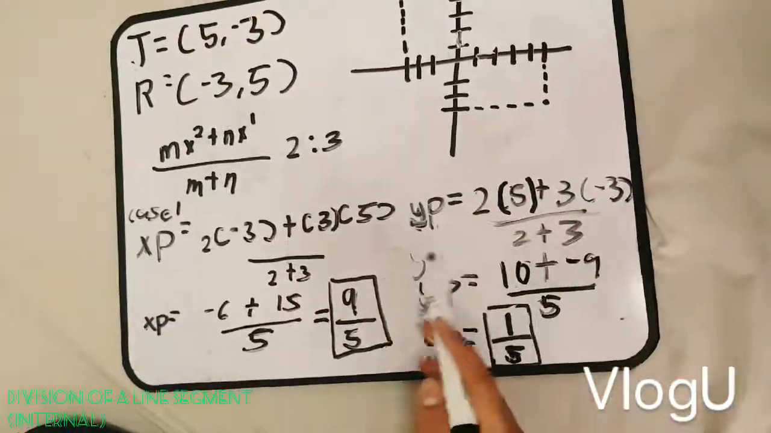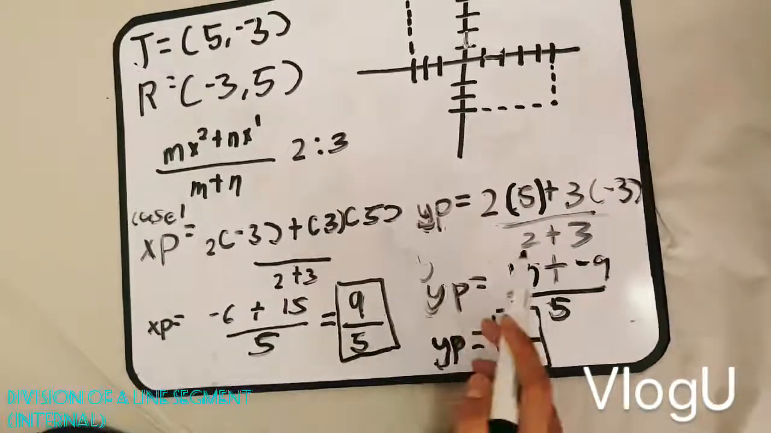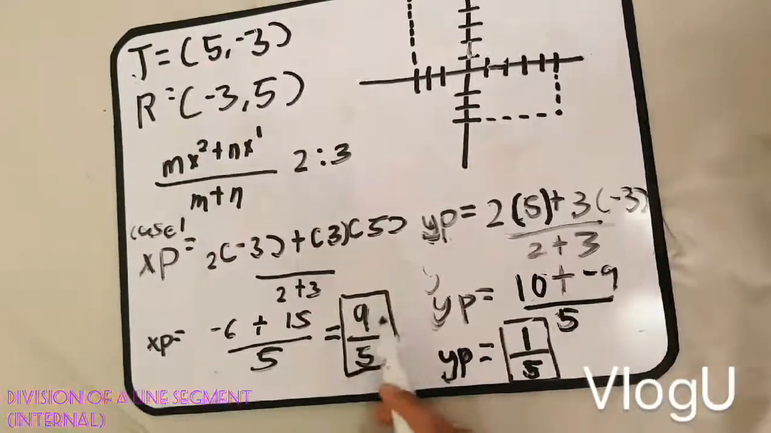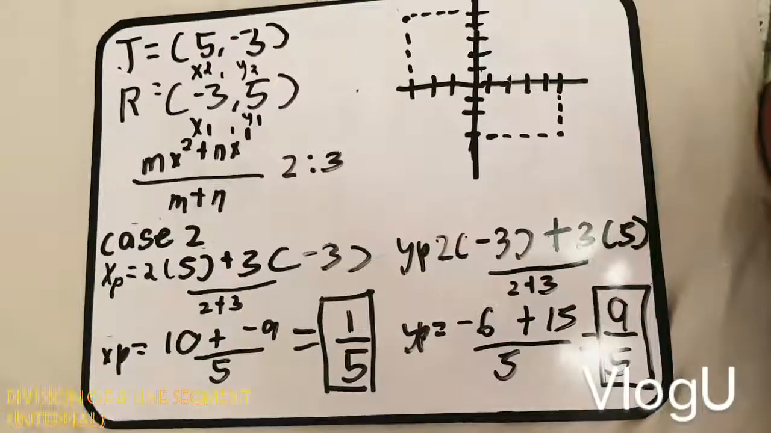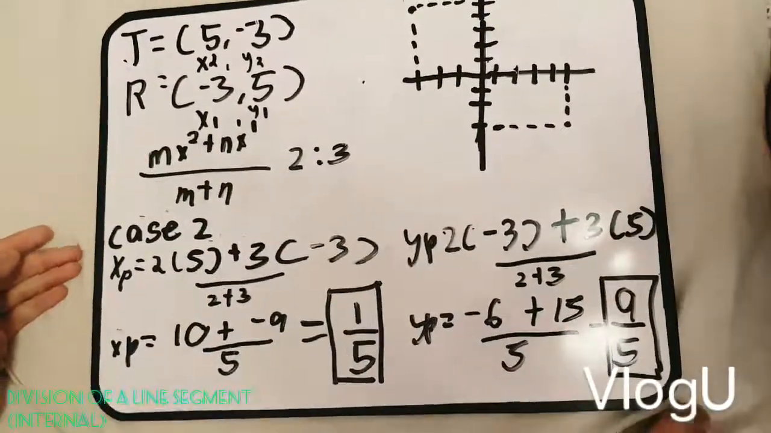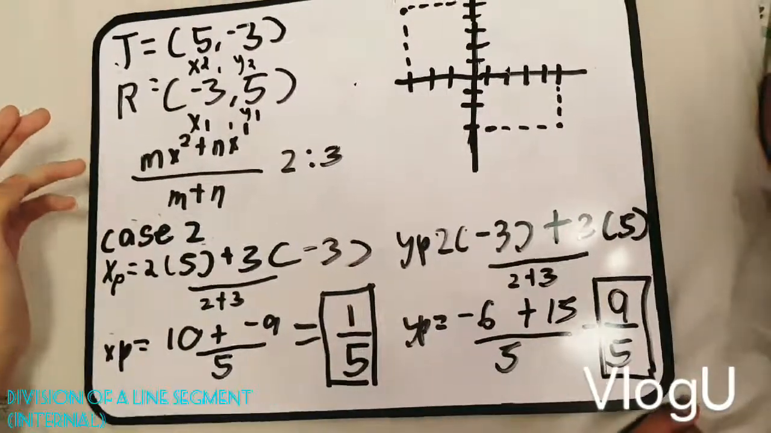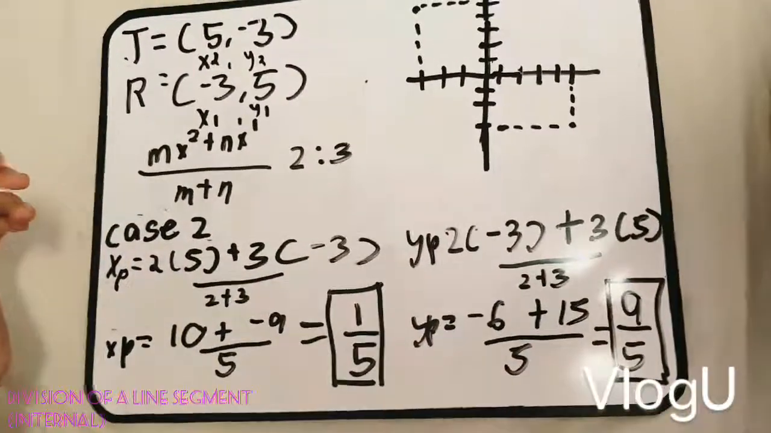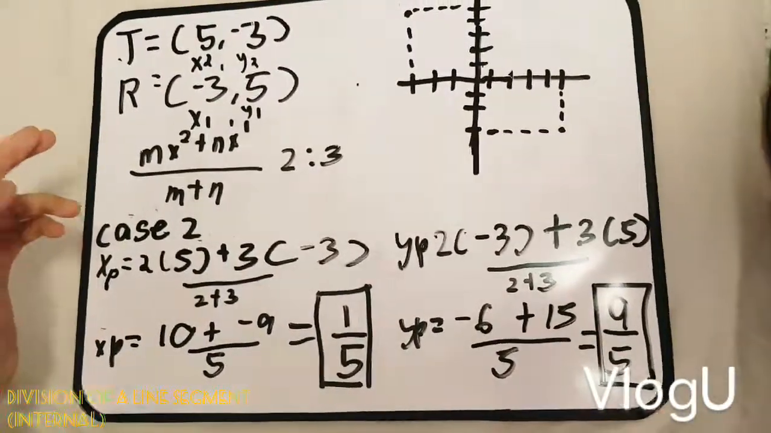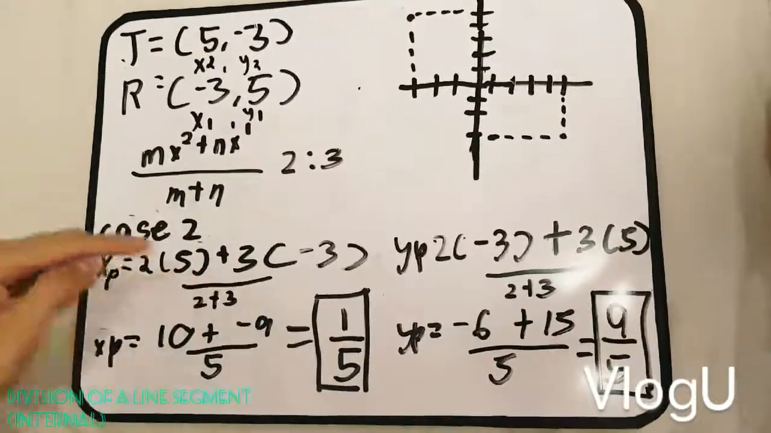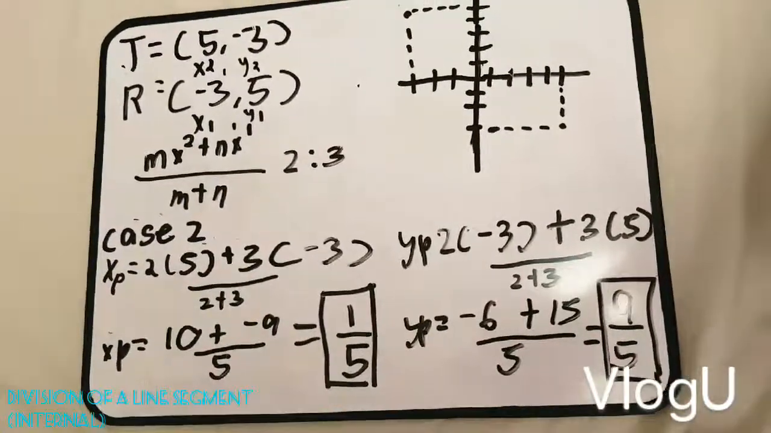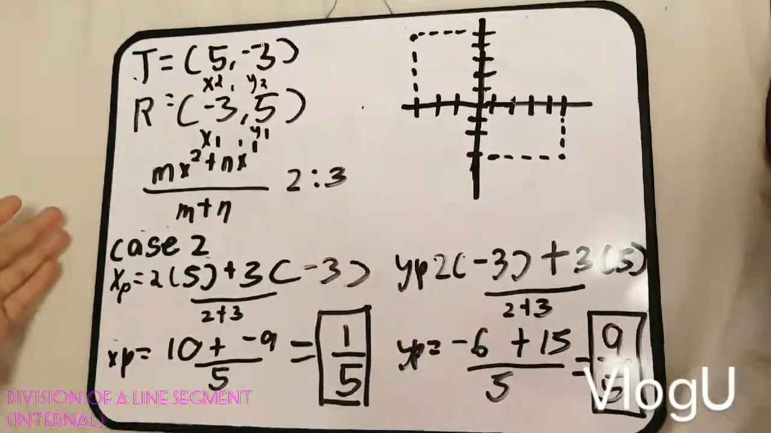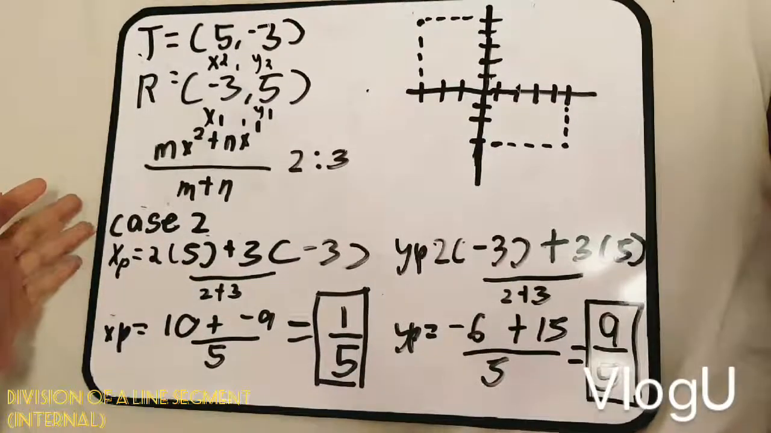Moving on to the y's of p, we have the same steps and same x1 and y1, so we're just using the same process. So for our case 2, point J is now our x of 2 and point R is now our x of 1, y's of 1. So we're still using the same formula, m x of 2 plus n x of 1 over m plus n. So same steps. First step, we do the substitutions.